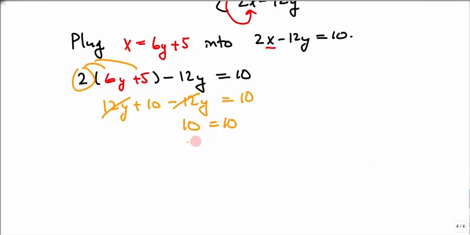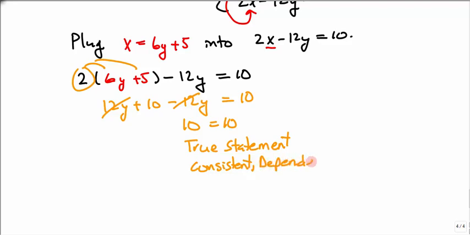Okay, this is a true statement. Remember our last one was a false statement. This is a true statement. This means I have a consistent, dependent system. Now I can have a consistent system that only has one solution, but because this one is a dependent system, I have an infinite number of solutions.